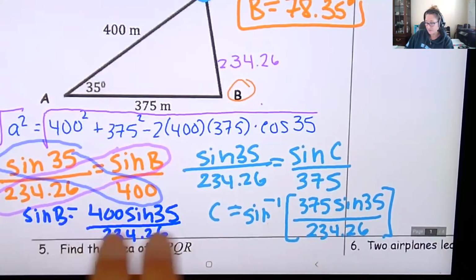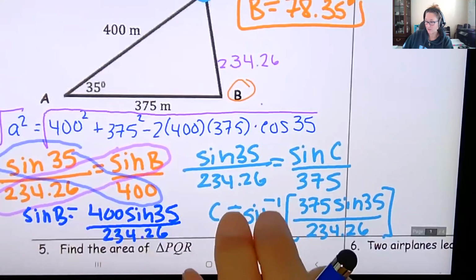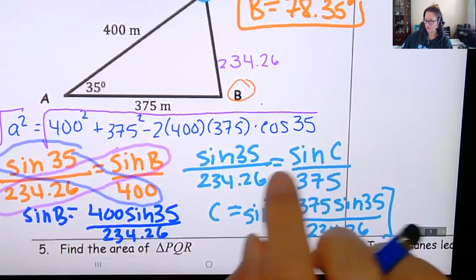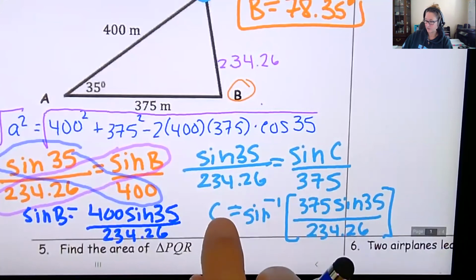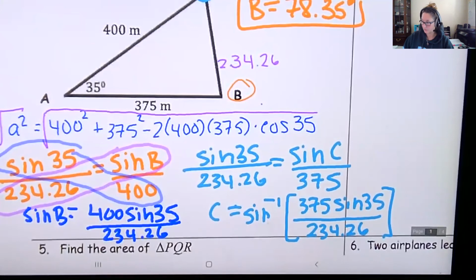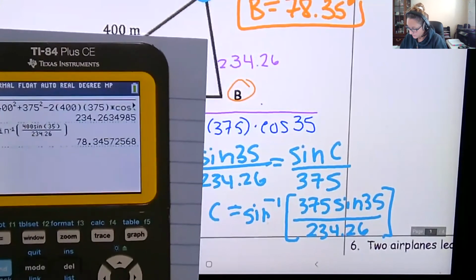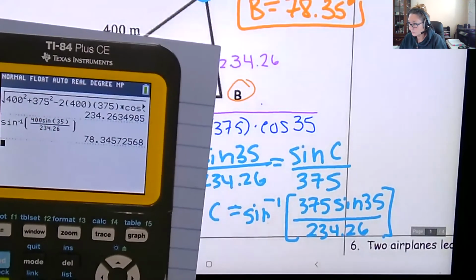It's the same thing I'm doing here, but I understand that this sine C is going to be on this side, but I want C, so I'm going to take the sine inverse of both sides. Just trying to save you guys a step. If that's too confusing, work it out like I did the other ones.